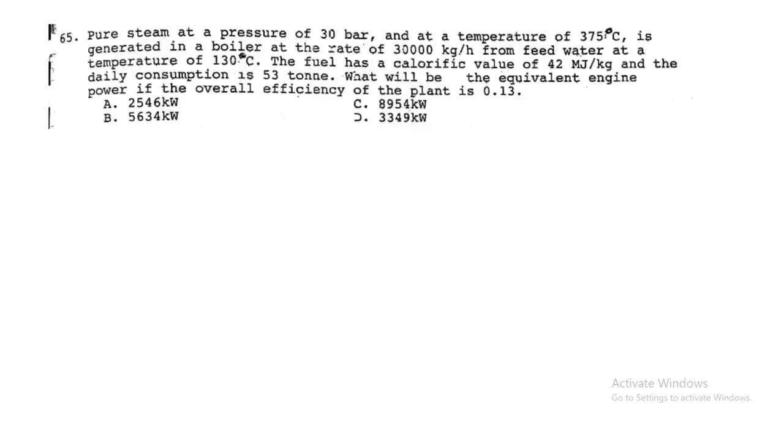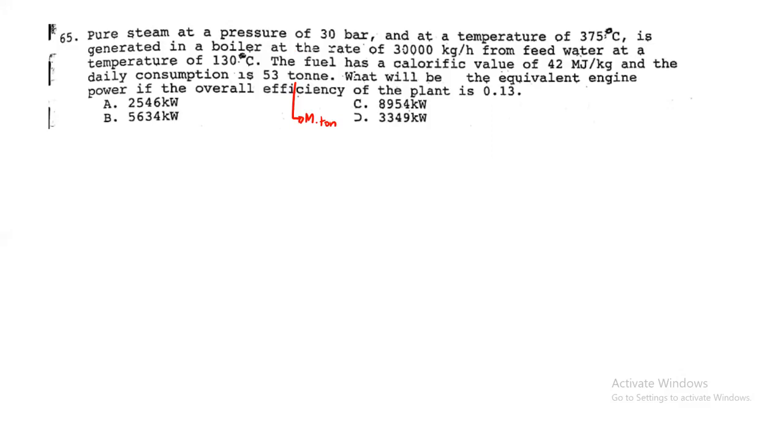So, next, 65. Pure steam at a pressure of 30 bar and a temperature of 375 degrees Celsius is generated in a boiler at a rate of 30,000 kilograms per hour from feed water at a temperature of 130 degrees Celsius. So, yung fuel natin has a calorific value of 42 megajoules per kilogram and the daily consumption is 53 ton. What will be the equivalent engine power if the overall efficiency of the plant is 0.13? So, itong 53 tonin na to, ito is metric ton. Pag may nabasa kayong ganyang spelling ng ton, no?